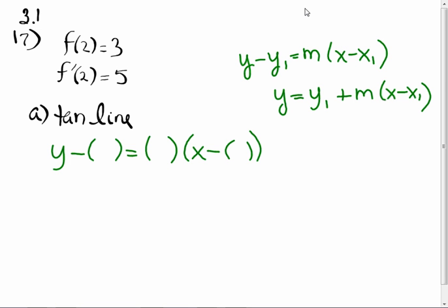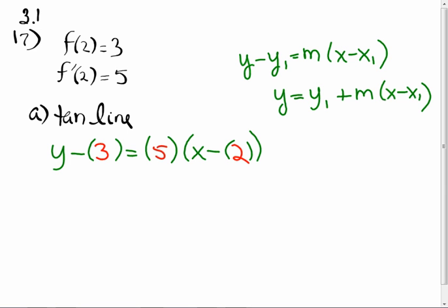What's the y value? 3. What's the x value? What's the slope? 5. Done. Done, that's it. That's all it's asking. Don't do y equals mx plus b. That's too hard.